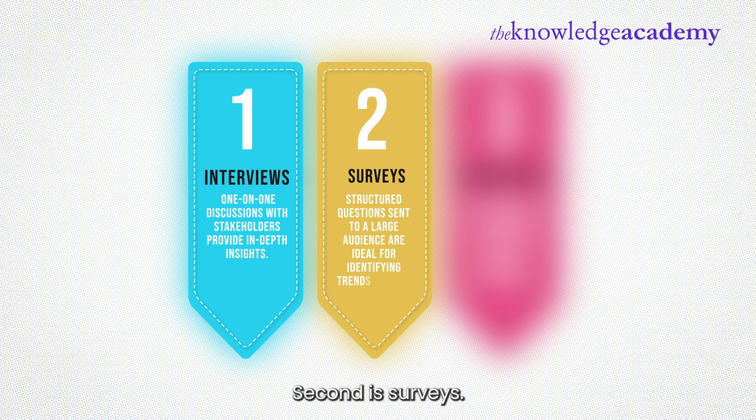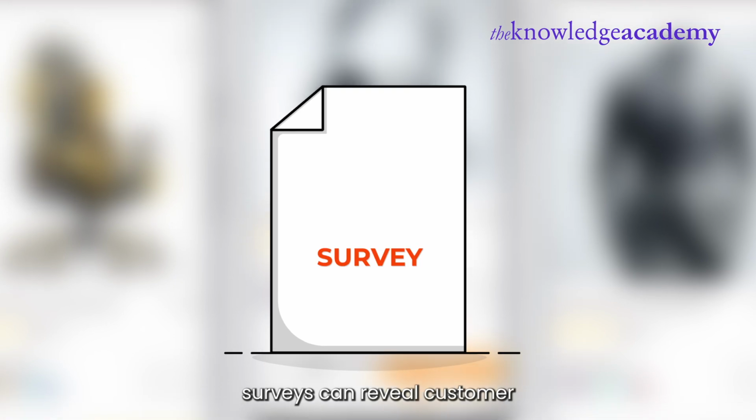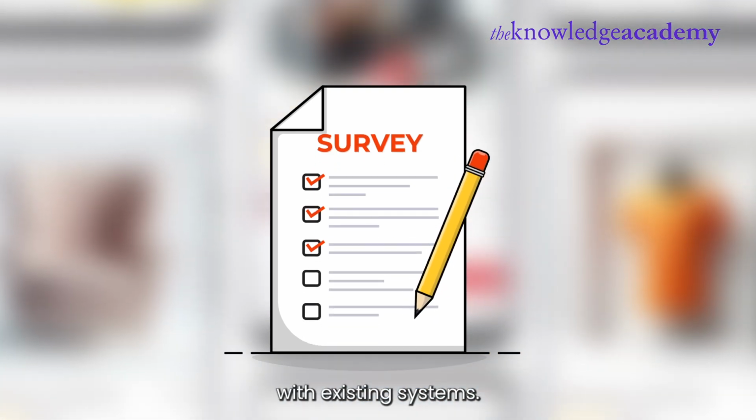Second is surveys. Structured questions sent to a large audience are ideal for identifying trends quickly. For example, when building an e-commerce platform, surveys can reveal customer shopping habits and frustrations with existing systems.